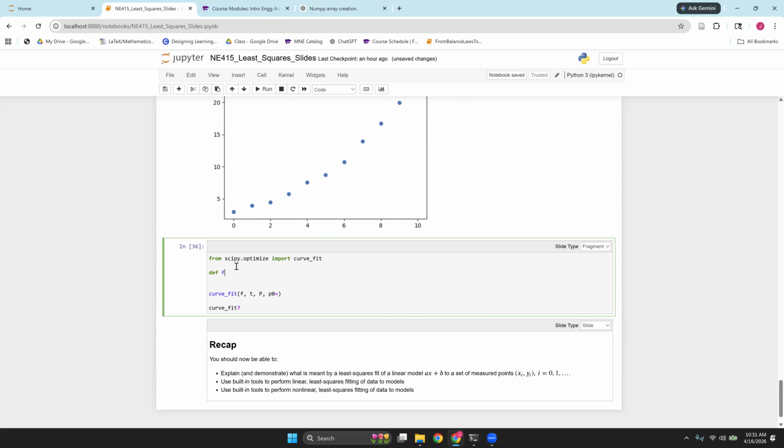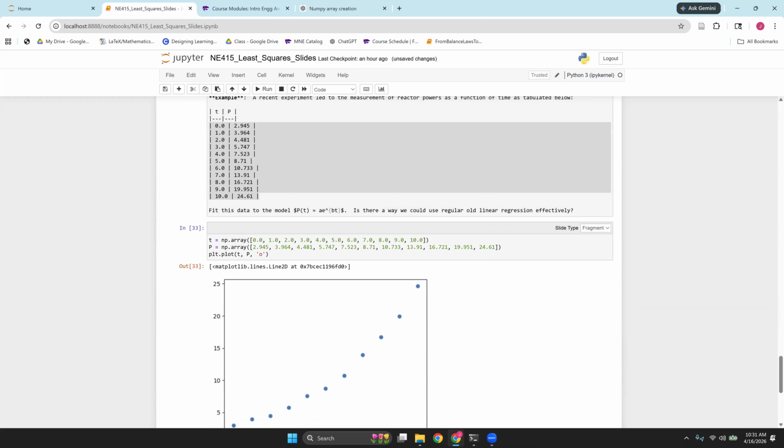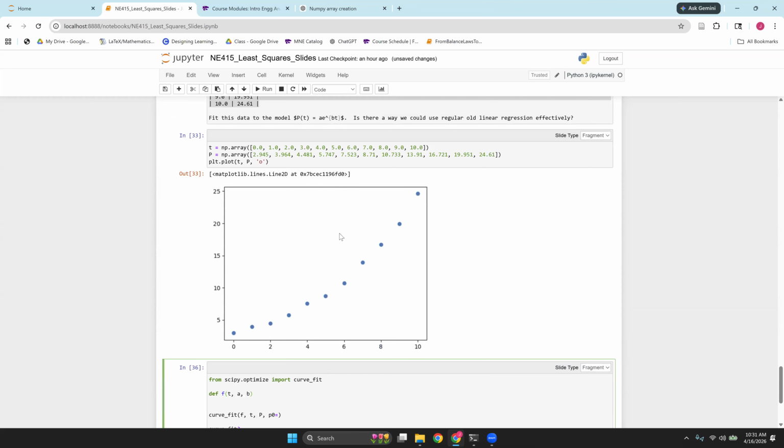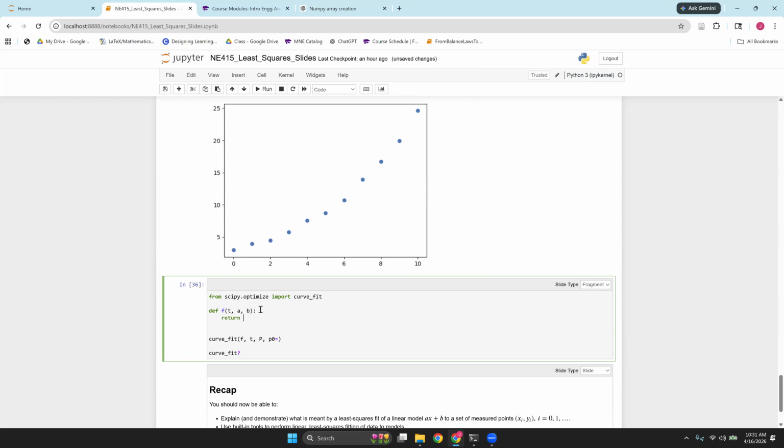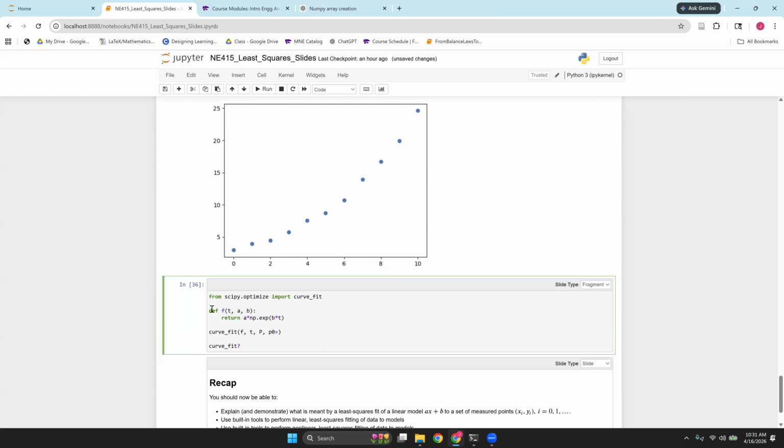def f takes in t as its parameter, and then we have an a and a b for our exponential. And then all we need to do is return a times np.exp of b times t, right? That is our model for whatever a and b we happen to have, okay? So now we give that model to curve fit. We give it the raw data t and p that we have.